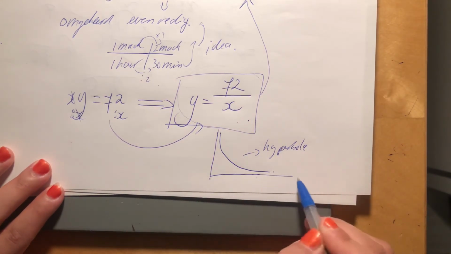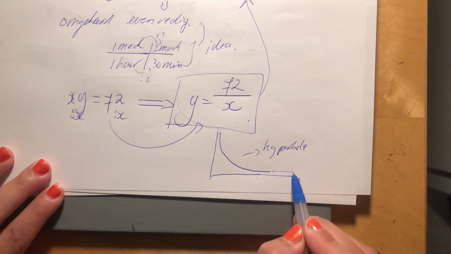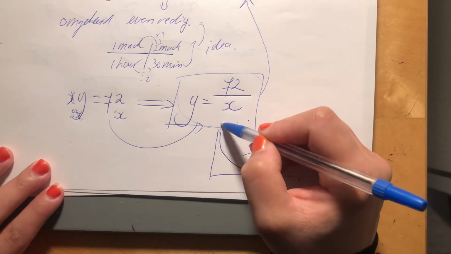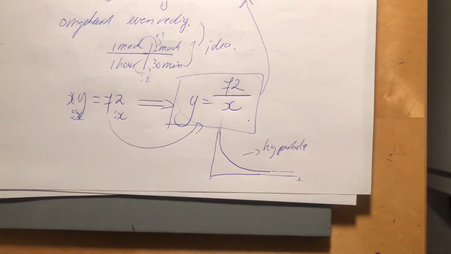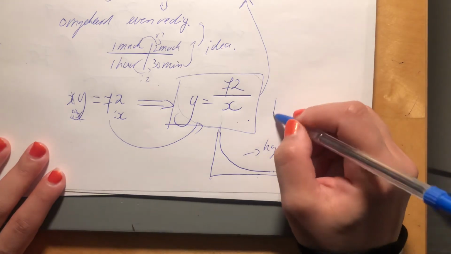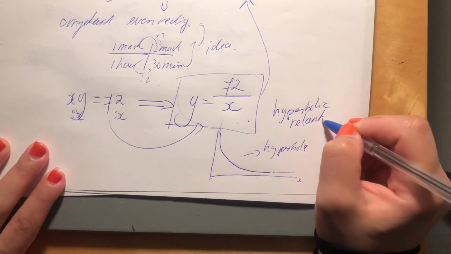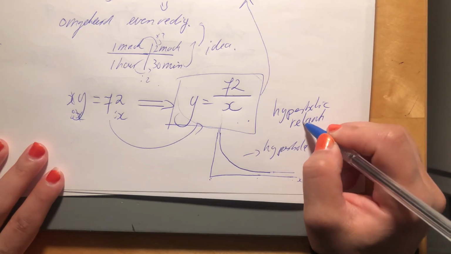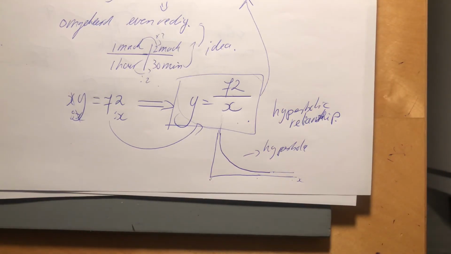But if your x is large enough, let's say 1,000, you will get a really small answer. That's why it's super close here. And same if the y is really big, x has to be really small. So this is the hyperbola that belongs here. So an inversely proportional relationship is also known as the hyperbolic relationship. So there are plenty of new words that you learned.